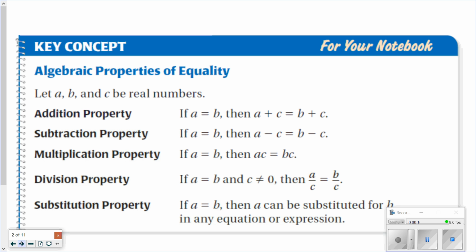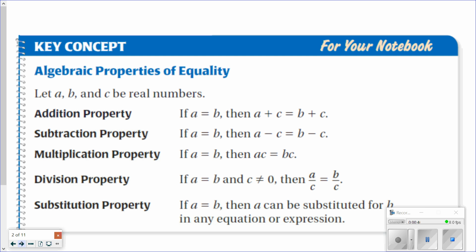The addition property: if A is equal to B, then A plus C is equal to B plus C. Subtraction property: if A is equal to B, then A minus C is going to equal B minus C. Multiplication property: if A is equal to B, then AC is equal to BC. Division property: if A is equal to B and C is not equal to 0, then A divided by C is going to be the same as B divided by C.